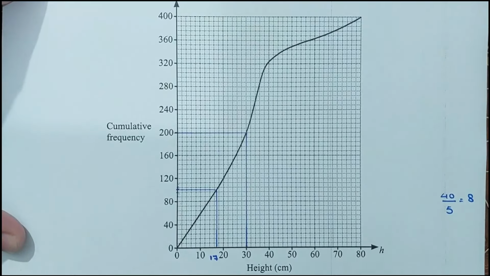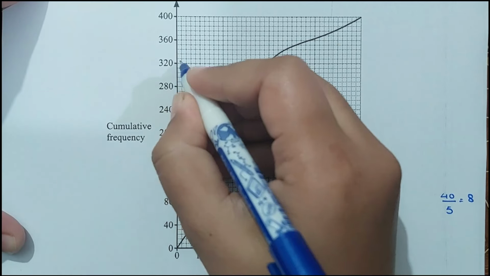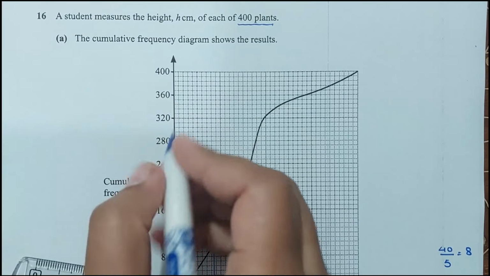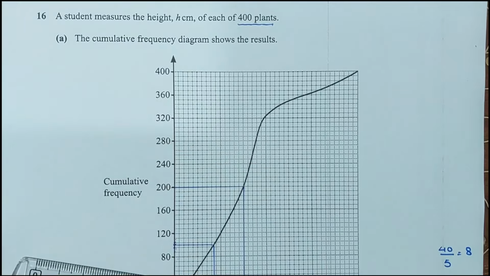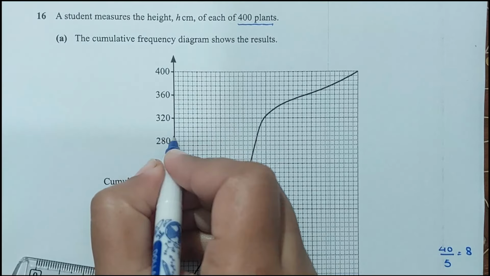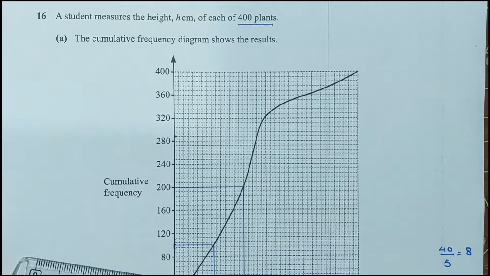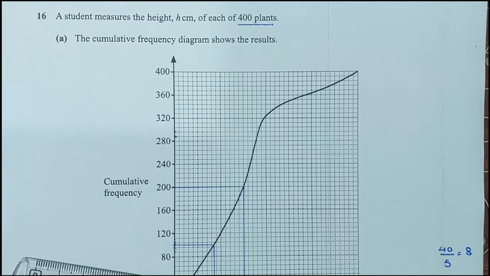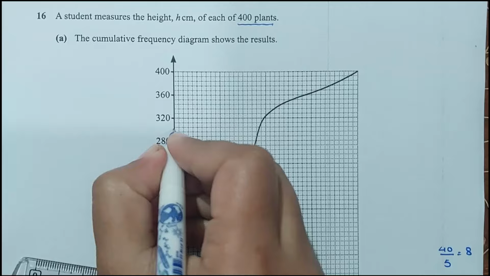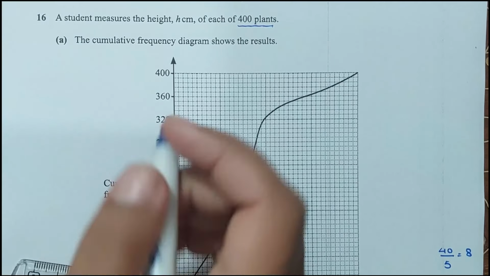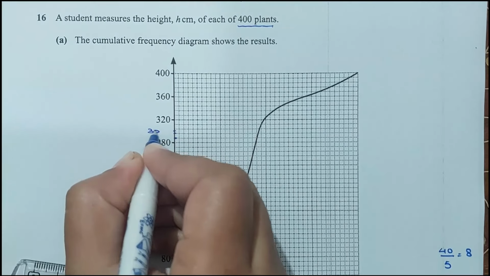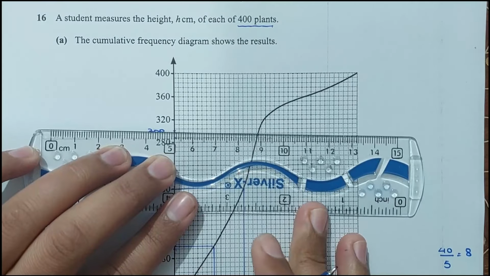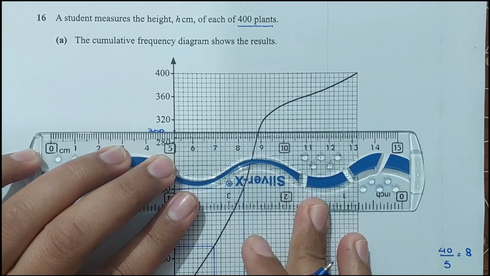Where is 300? 300 is in the middle of 280 and 320. In 280, when we add 8, which is 288, and then adding 8 is 296. Okay, and then adding 8 is 304. So in the middle, 300 lies over here, in the middle of these two lines.